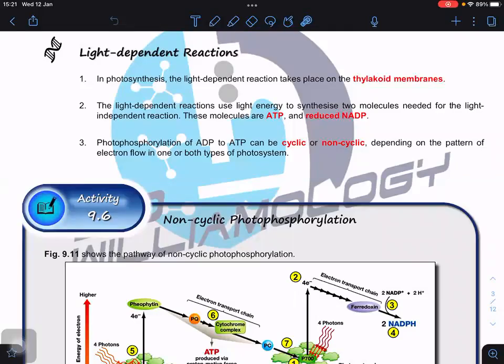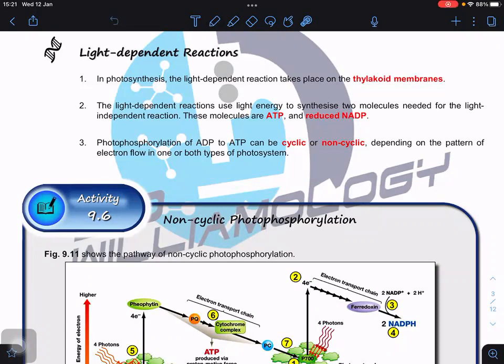Okay, so in photosynthesis, we always start with the light-dependent reaction. And always remember, the light-dependent reaction is going to produce two kinds of molecules that are required by the Calvin cycle, which are ATP and reduced NADP. Always remember, these two compounds are required by the Calvin cycle: ATP and reduced NADP.